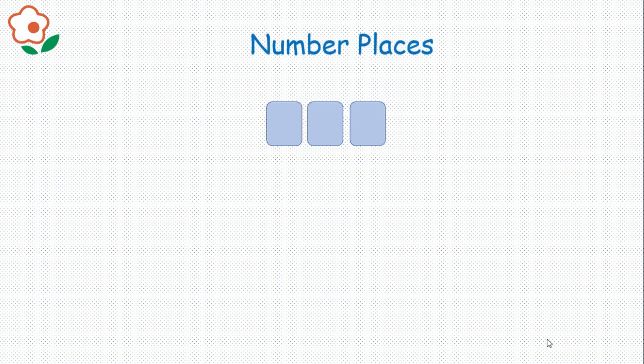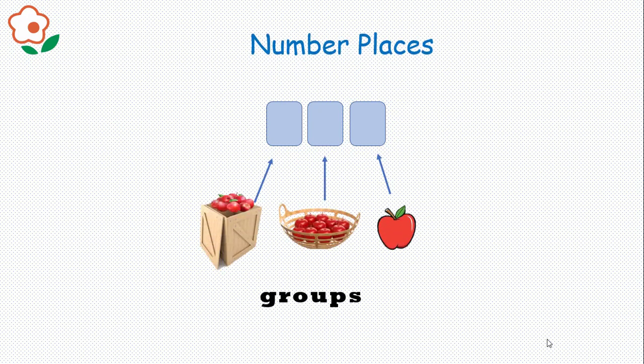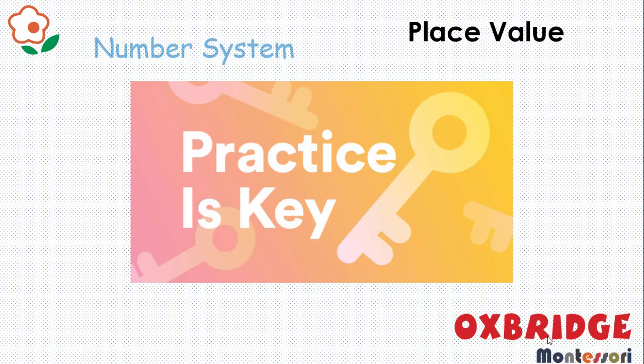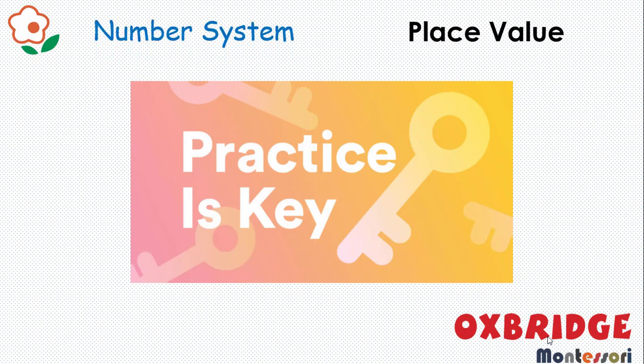Number places are used to count different size groups. Each group is 10 times bigger than the next, and the digit in a number place tells us how many of each group we have. The exercises in this section will help you practice so that you get used to how place value works, which is super important if you want to be successful in math.